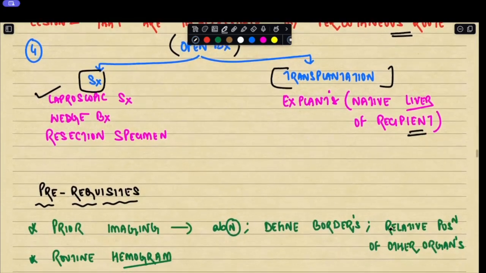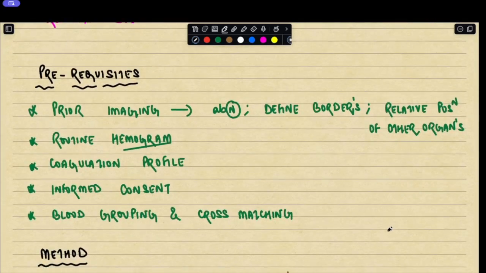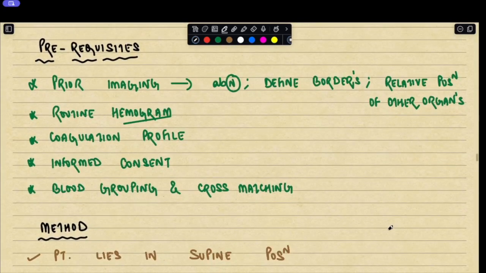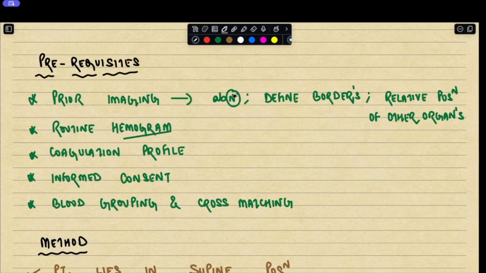Okay. So what are the prerequisites before you carry out a liver biopsy procedure? So the prerequisites being a prior imaging is necessary to rule out any abnormality, to define the liver borders and to see the relative positions of other organs. A routine hemogram to see the platelet count again is very important. A coagulation profile so as to understand what is the PT, prothrombin time. An informed consent of the patient.